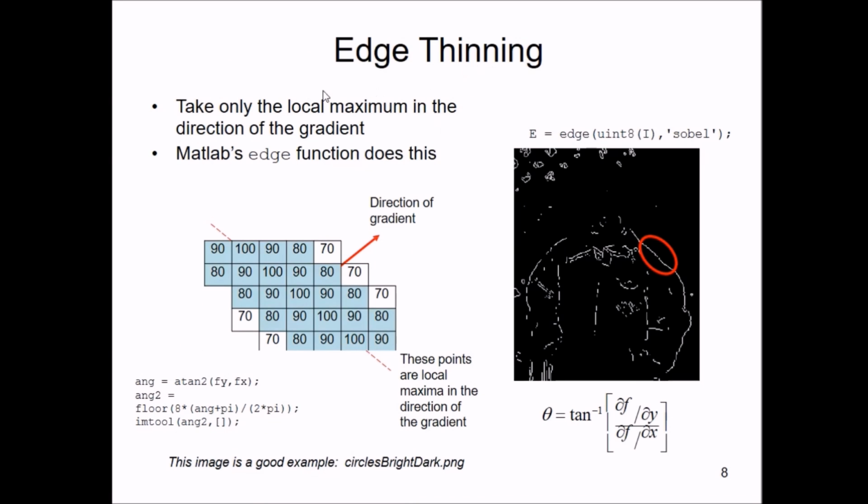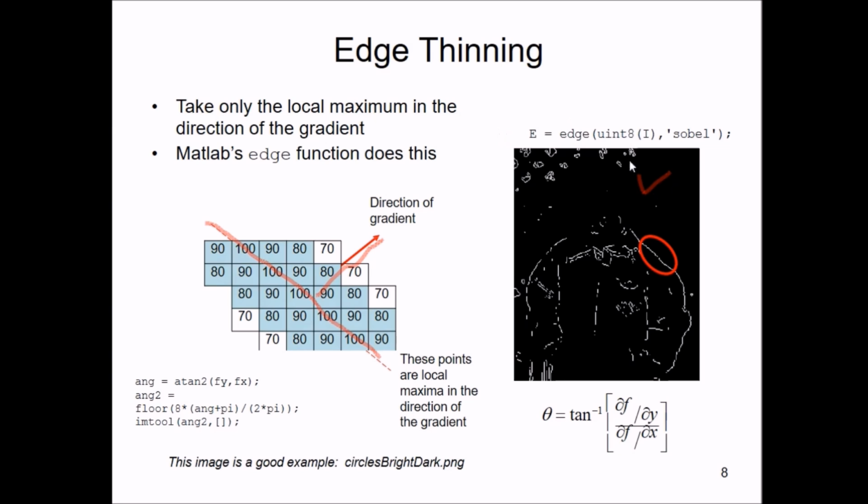This is edge thinning. So we take only the local maxima in the direction of the gradient. How is it done? This MATLAB edge function does this. If this is the direction, let me draw it for you. If this is the direction of the gradient, then these points are local maxima in the direction of the gradient. So this image is a good example.